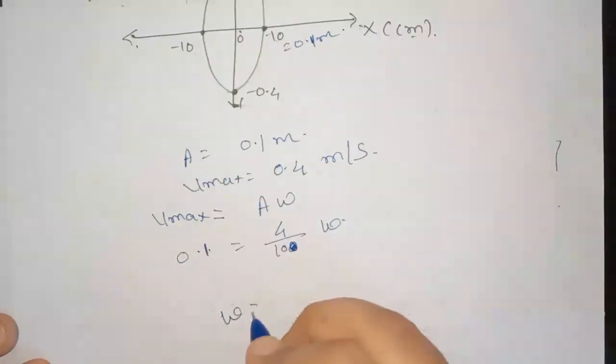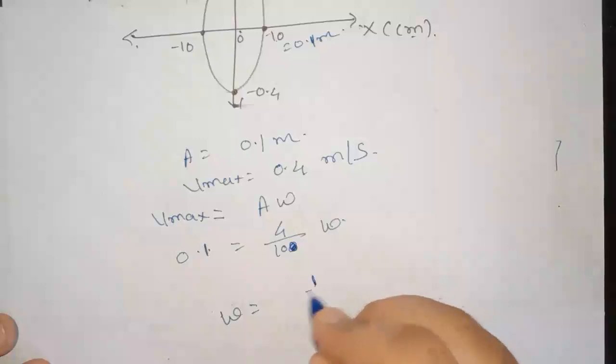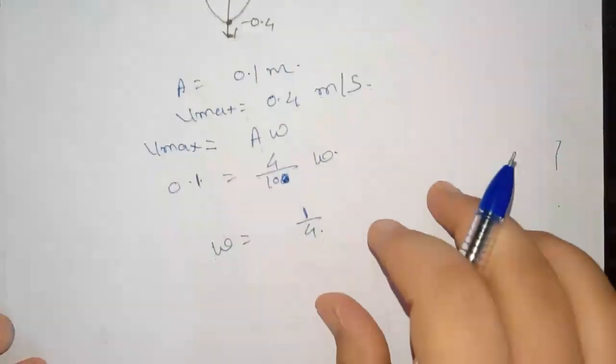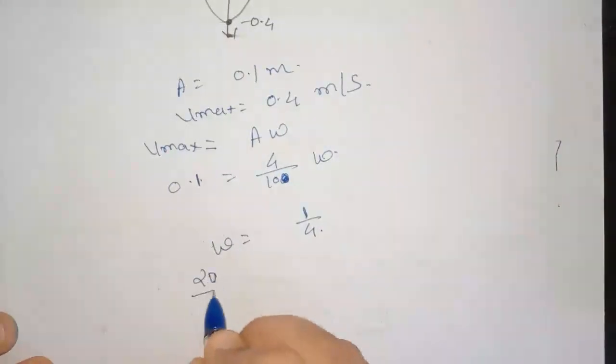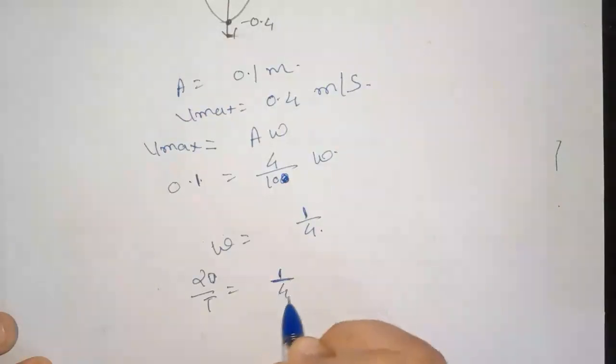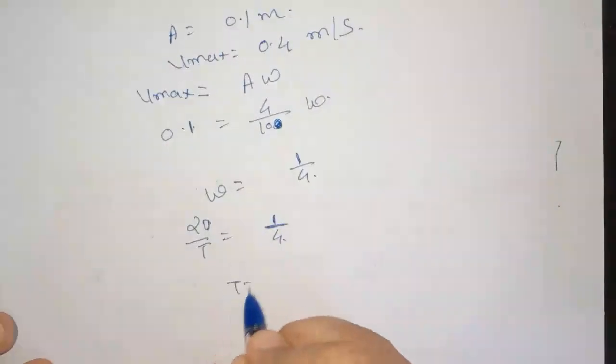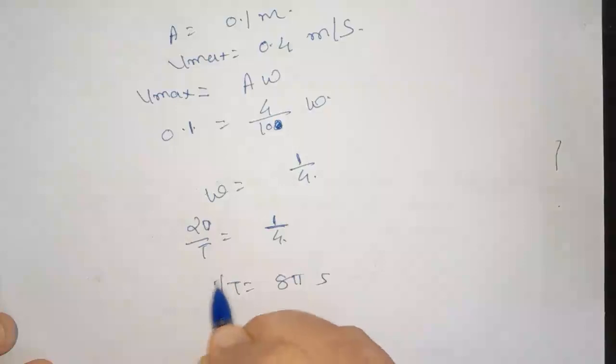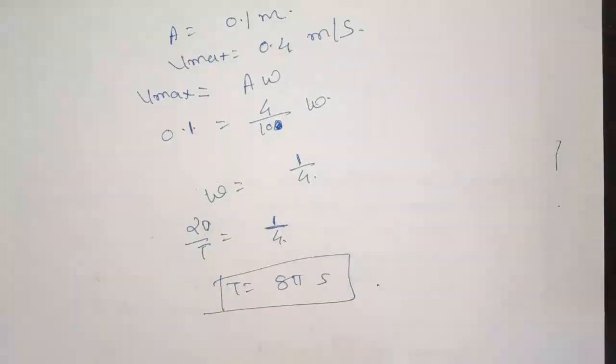So omega will be equal to 1 by 4. Time period is 2 pi by T is equal to 1 by 4. So time period T will be equal to 8 pi seconds. So this will be our final answer.